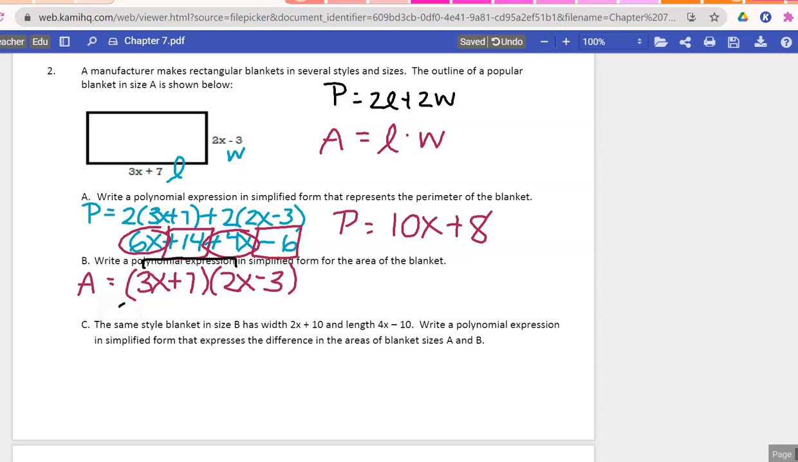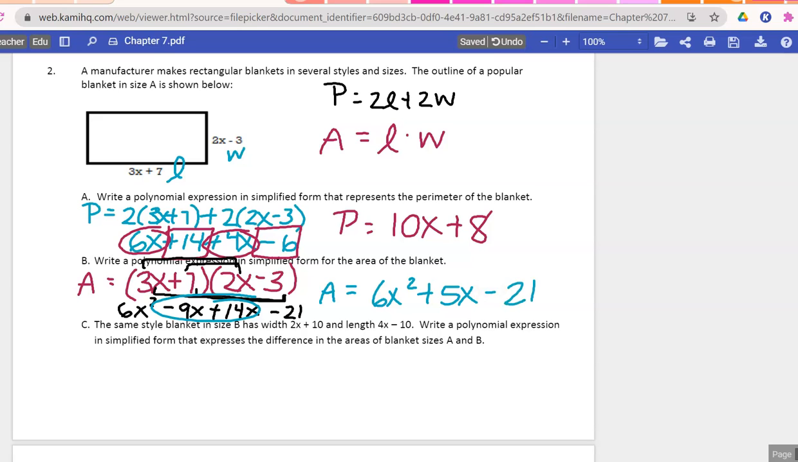3x times 2x gives me 6x squared. 3x times negative 3 gives me negative 9x. 7 times 2x gives me 14x. And 7 times negative 3 gives me negative 21. Remember, with FOIL, you're always just going to combine your like terms in the middle. So your area in this case is going to be 6x squared plus 5x minus 21.